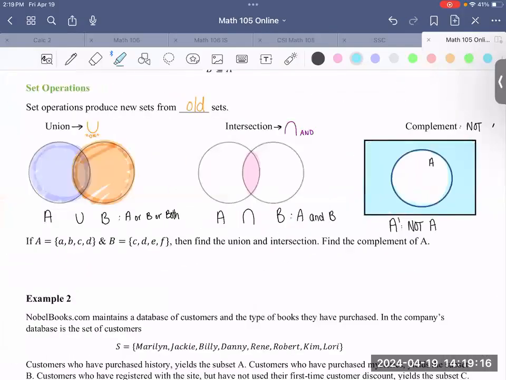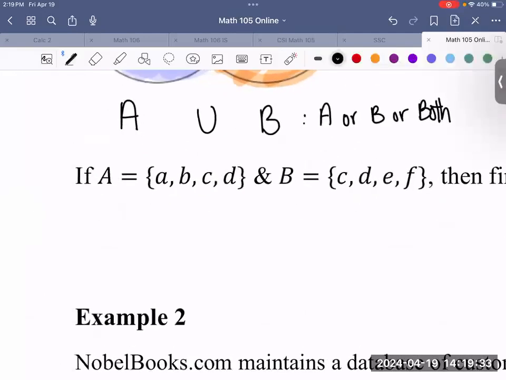So let's see this in action. If A is {a, b, c, d} and B is {c, d, e, f}, find the union and the intersection, then find the complement. Well, if we're trying to find the union, right? A or B.